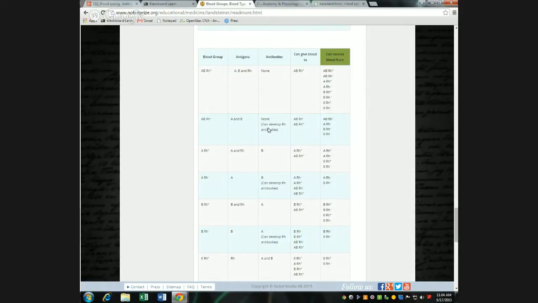And this can happen because if the mother has a negative blood type, she's going to pass the negative blood type gene on. But if the father has a positive blood type, he's going to pass the positive blood type gene on, and the kid will have a positive.